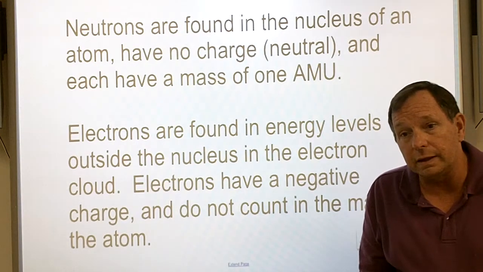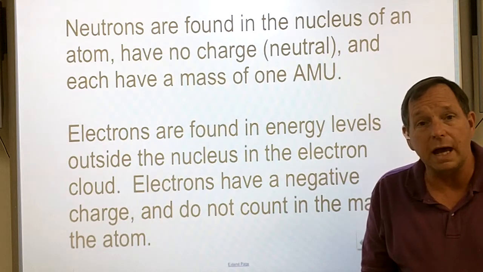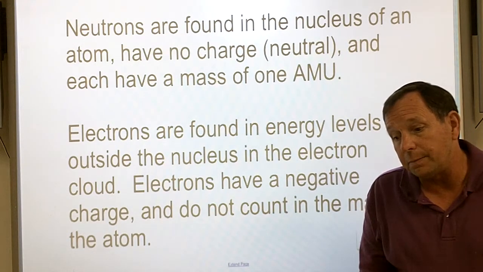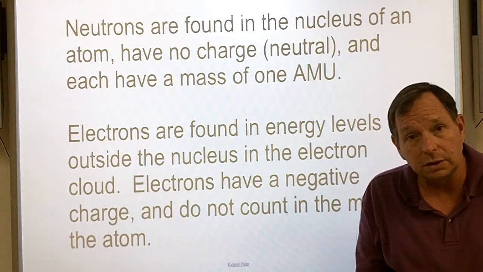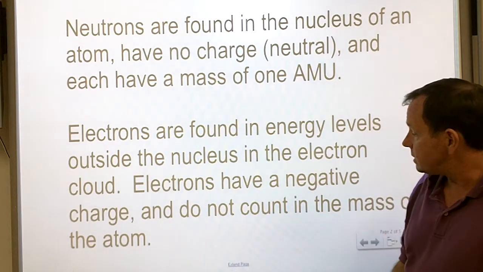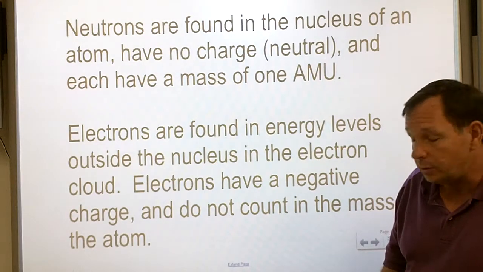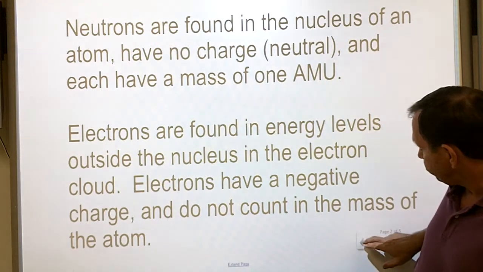So that's just like standing on a scale and then picking up an ant and putting it on your shoulder. The scale's not going to change. That's the difference in the electrons from the protons and the neutrons.